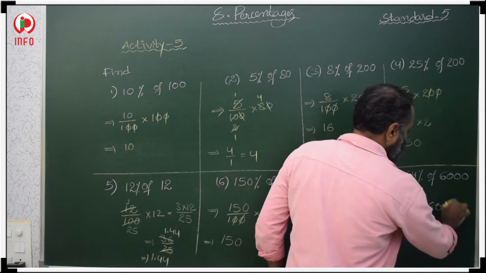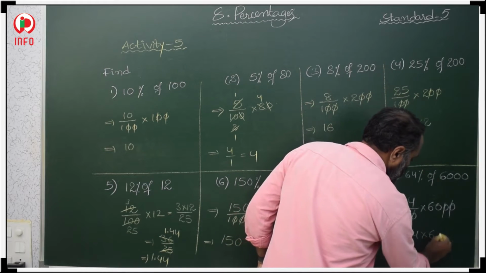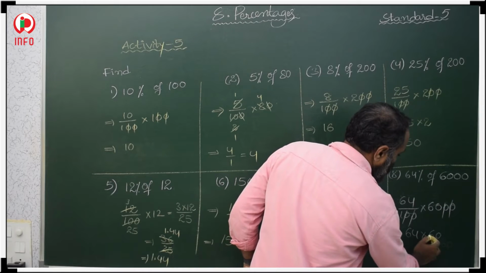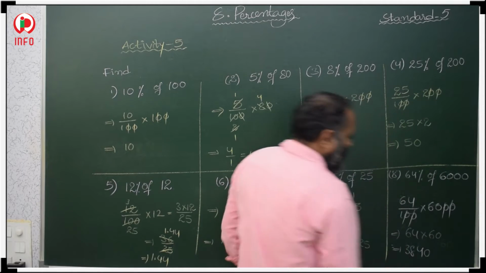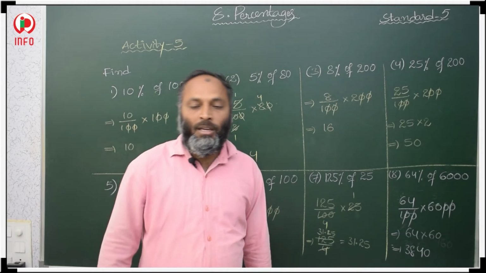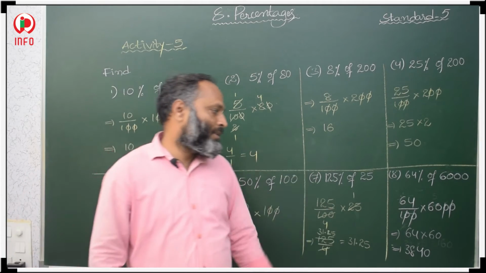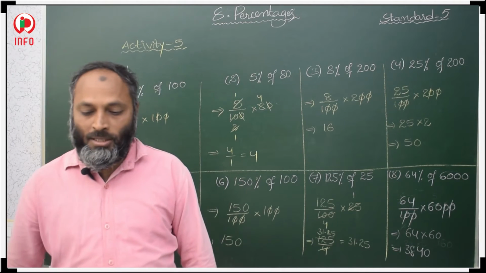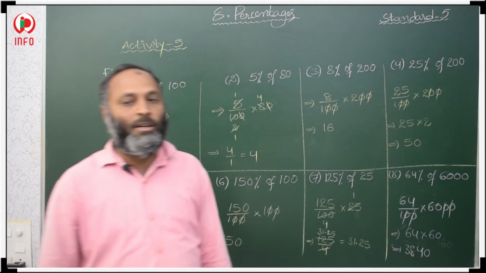Two zeros and two zeros get cancelled. Then 64 into 60. Now you multiply. 6 fours are 24, 6 sixes are 36, plus 2 is 38. So 3840. 64% of 6000 is 3840. Okay. One more question is left, a similar question that you have to do as your home assignment, students.